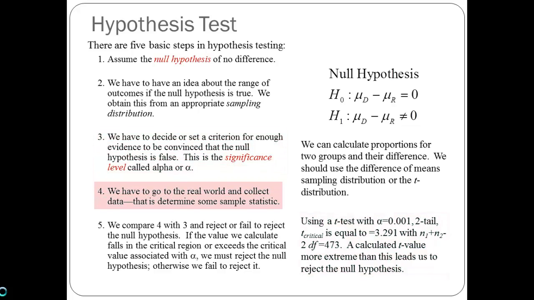Step number 4. We've got to go to the real world, collect our data, and calculate some statistic. We're going to show that on the next slide. We're using the General Social Survey data, and I'll provide all the summary information and calculations on the next page. Our last step in hypothesis testing is to take the t-calculated from step 4 and compare it to the t-critical we found in the table in step 3. That is, we're going to calculate t-calculated, and we're going to compare that to approximately 3.3.